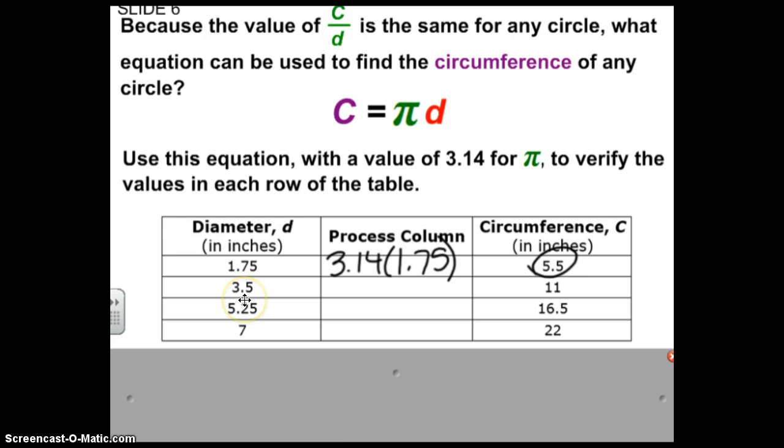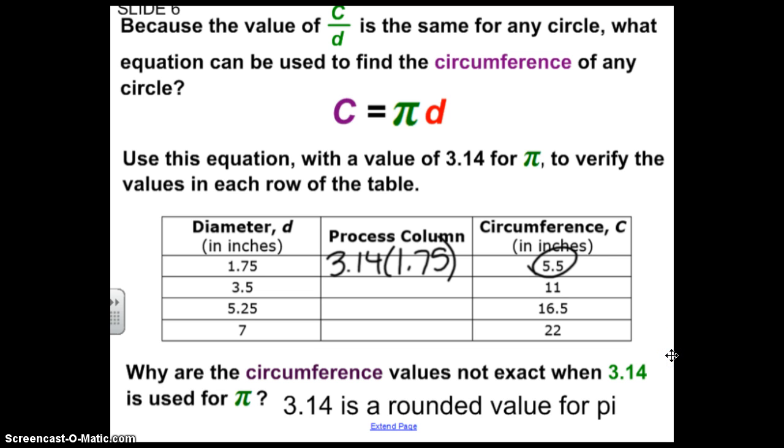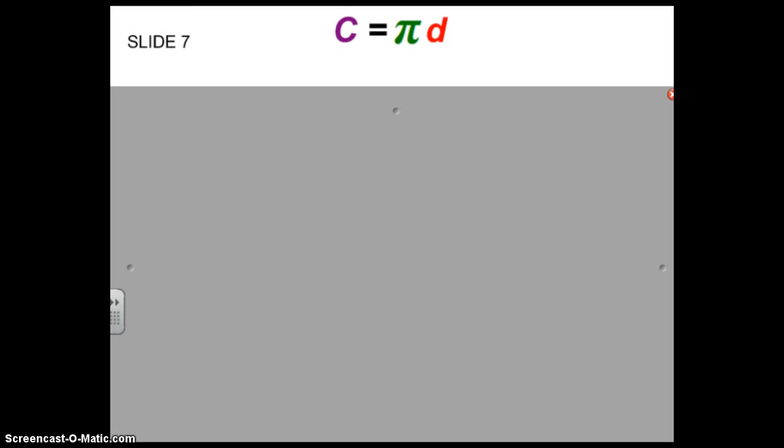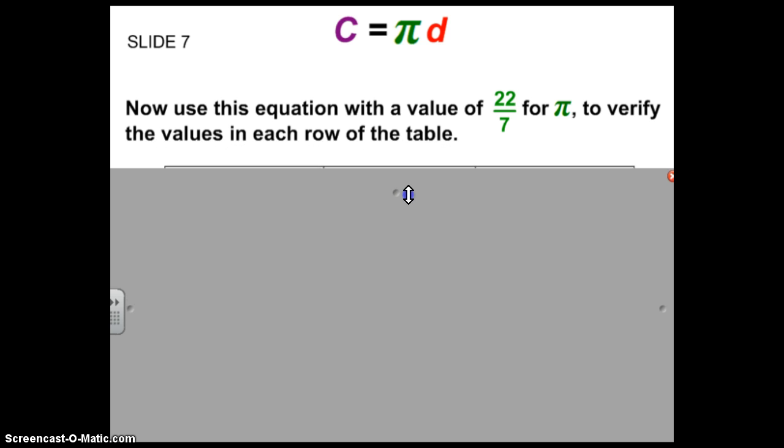If you take 3.5 times 3.14, why do you not get exactly 11? We do not get exactly 11 or any of the circumferences on the table because we must keep in mind that 3.14 is a rounded value for pi. We still have our same circumference formula, taking pi times the diameter.